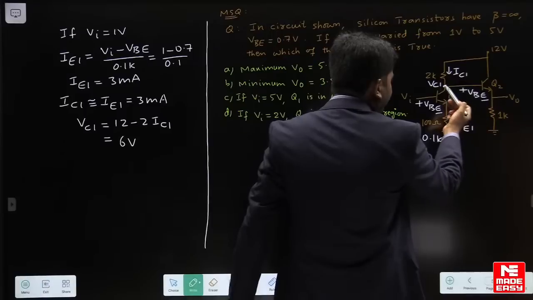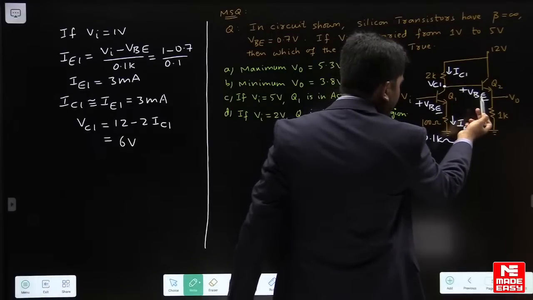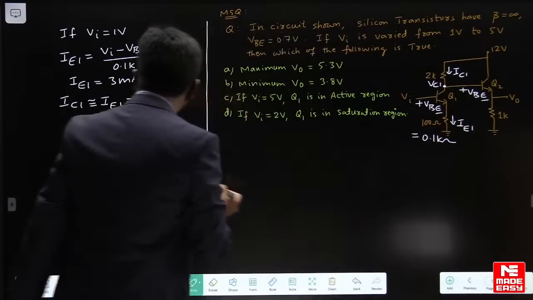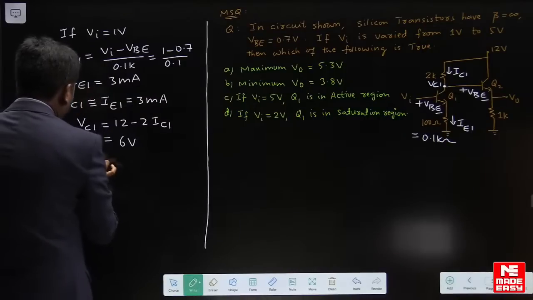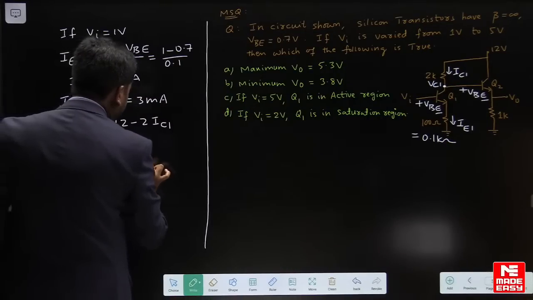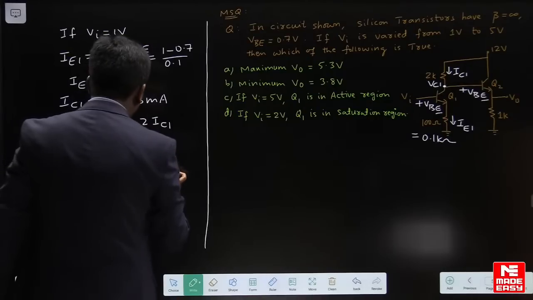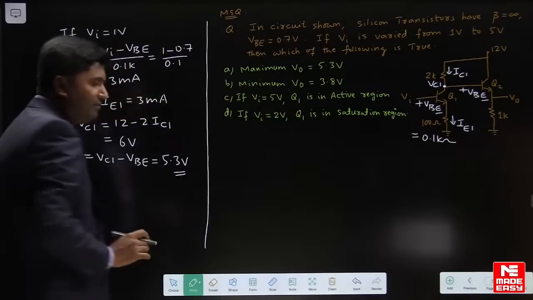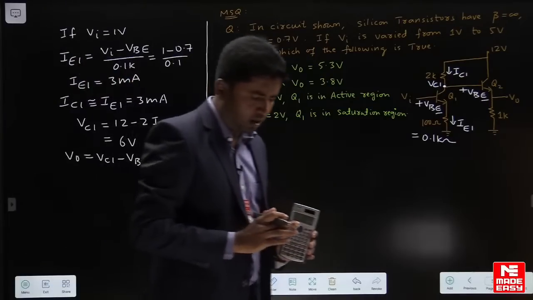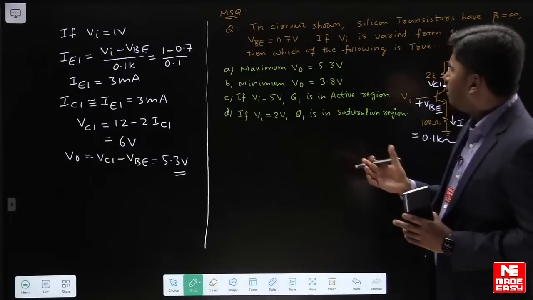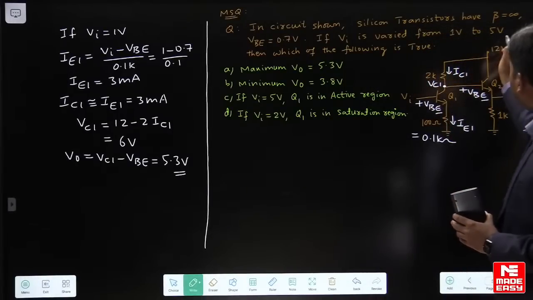Now once we know VC1, we can calculate V0. V0 will be VC1 minus VBE. I can write here V0 as VC1 minus VBE. So I am getting here output 5.3 volt. When input is 1 volt, the output of the circuit is how much? 5.3 volt.